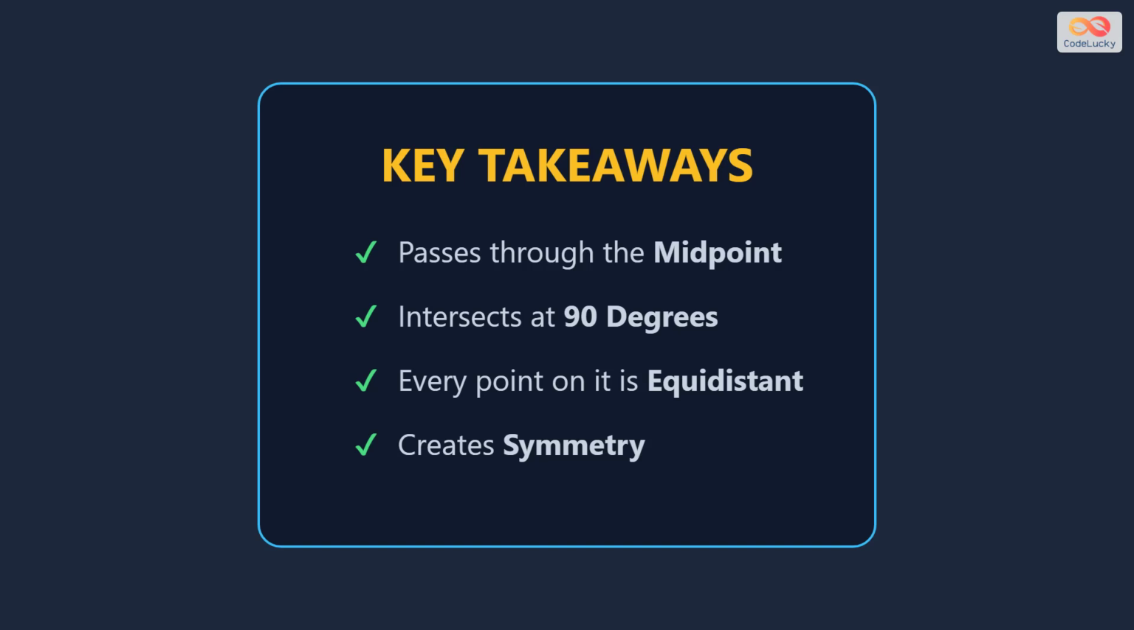Let's review the key points. The perpendicular bisector passes through the midpoint, creates a 90-degree angle, and creates a line of symmetry where every point is equidistant from the segment's endpoints.